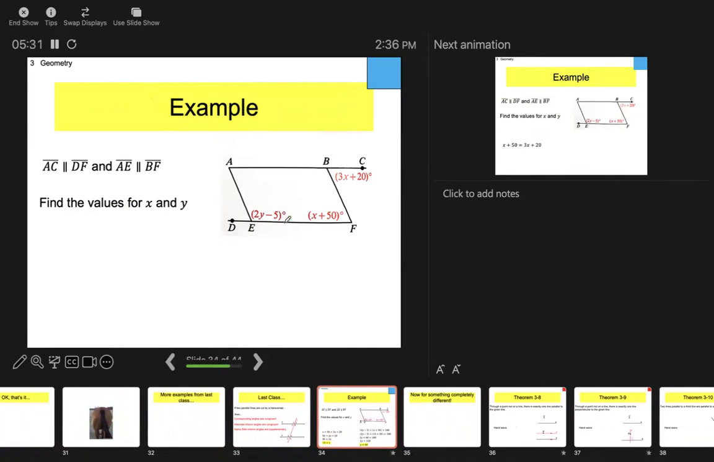So let's see. We need to find the values for x and y. So let's see what we got here. We are told that the top and bottom are parallel and left and right are parallel. Well, if that's true, then these two angles right here are in fact alternate interior angles, which makes them congruent or equal. So we set them equal to each other and solve for x.